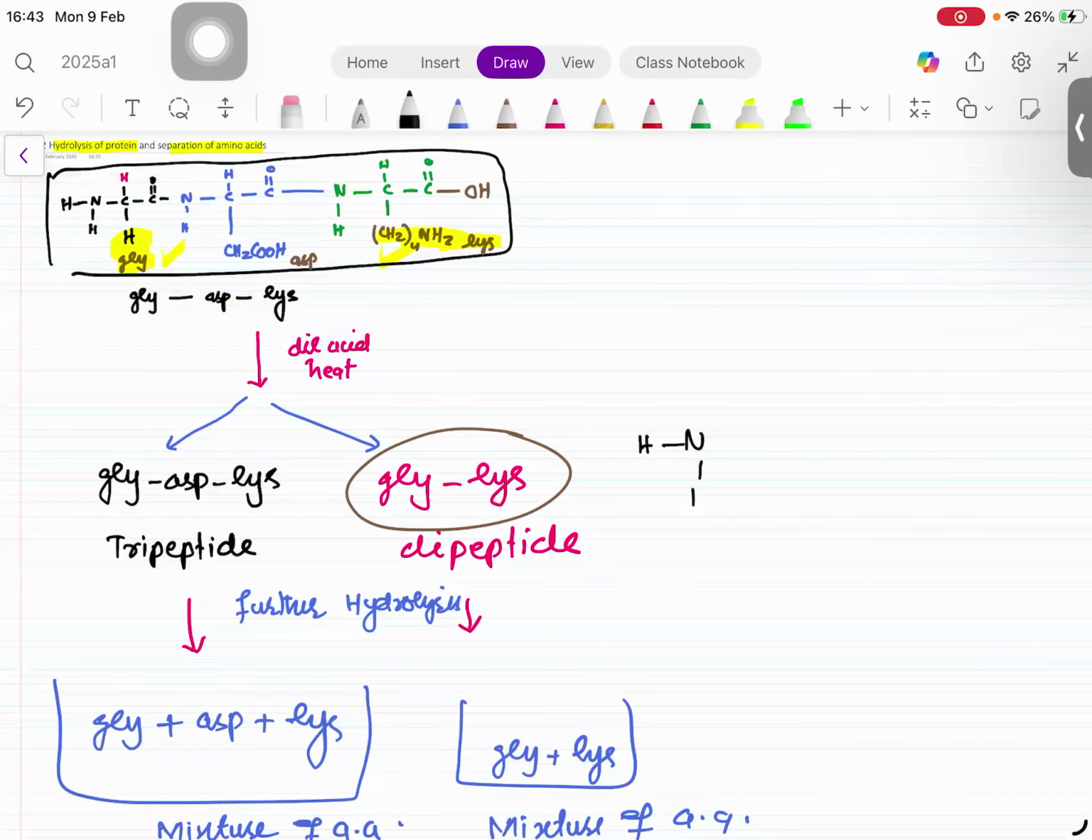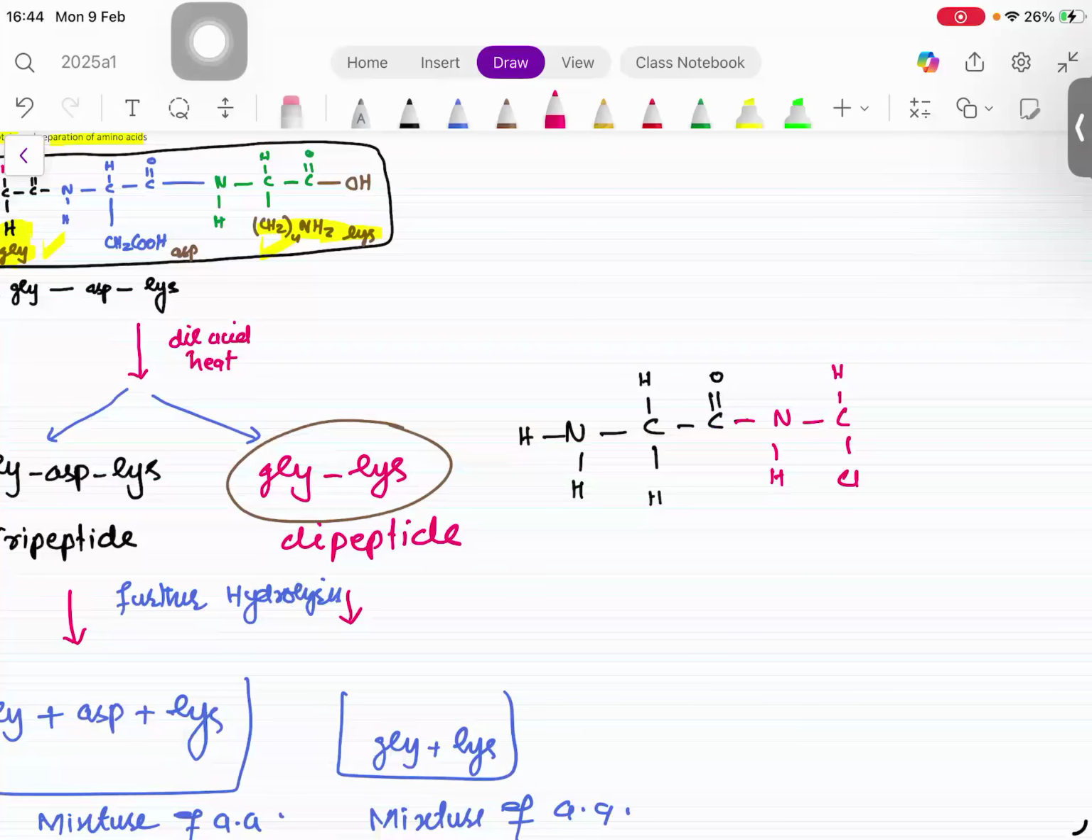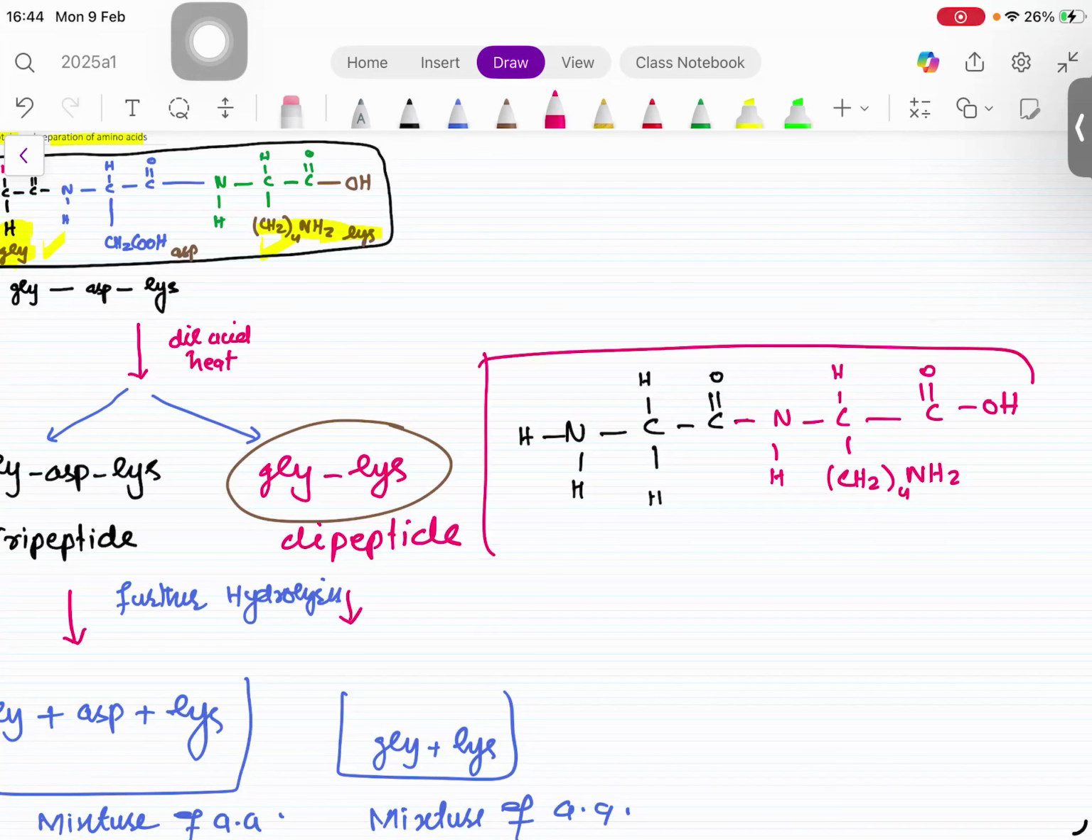So in dipeptides, you do not extend the chain. This is H, the first one, glycine. And then here the second one, H, CH2 4 times, NH2, and then COOH. So this is what? This is a dipeptide. So again and again, you are not supposed to extend the bonds.